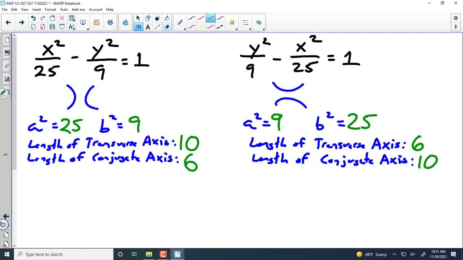Why did I do this example? One of the reasons I did it was to show you right off the bat that there's no rule about which one's longer. Sometimes the transverse axis is longer, sometimes the conjugate axis is longer. All right.